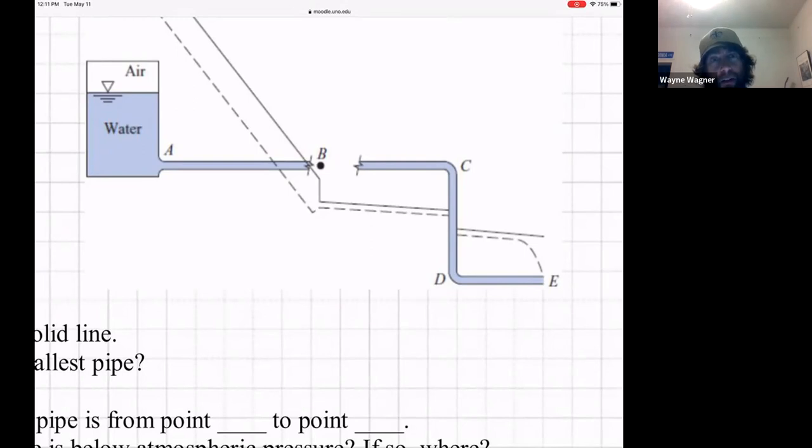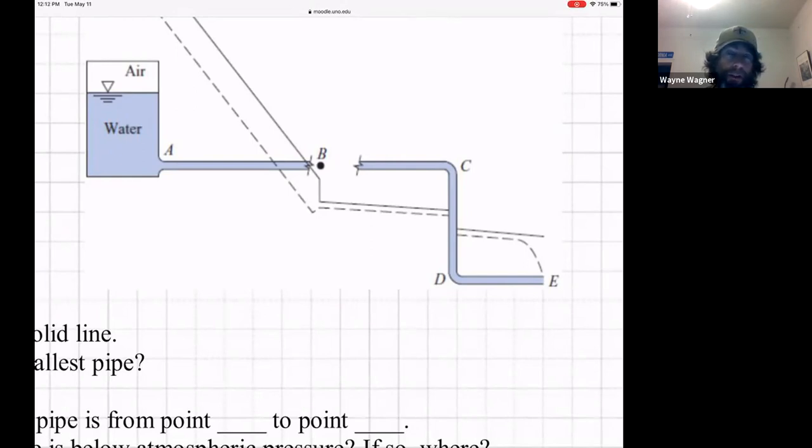And so when I say, is the pressure ever below atmospheric? What we're looking for is, is there any point where we're going from Z down to the dotted line? Because that means we've got a negative P on gamma. And if we have a negative P on gamma, that means we've got a negative pressure. And a negative pressure, because we're working in gauge, means it's below atmospheric.